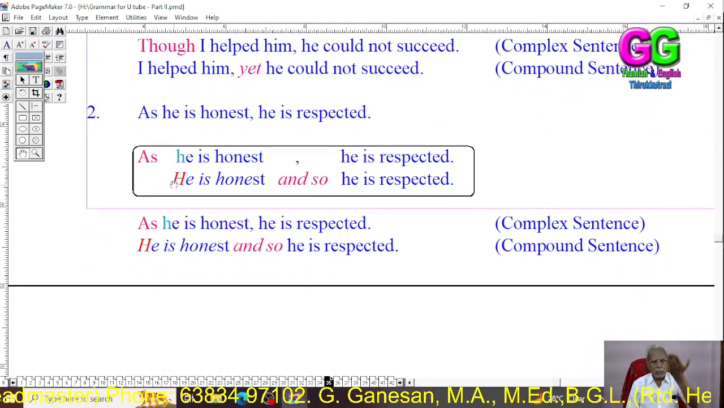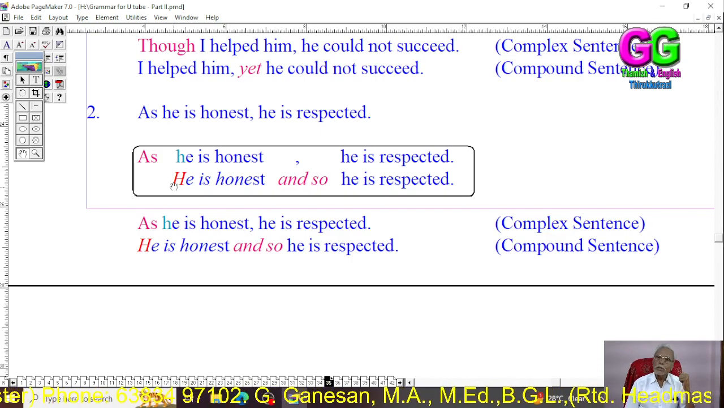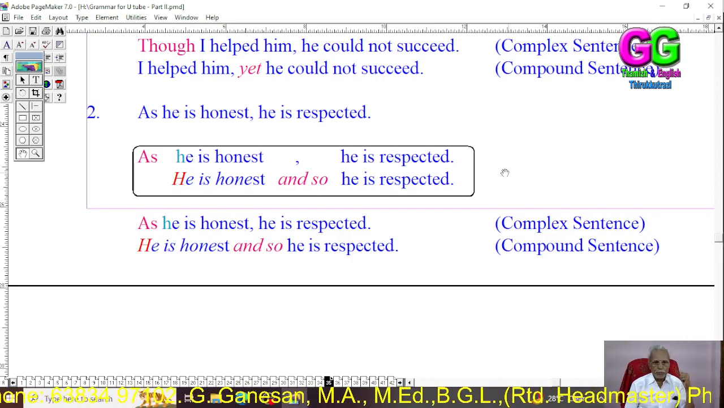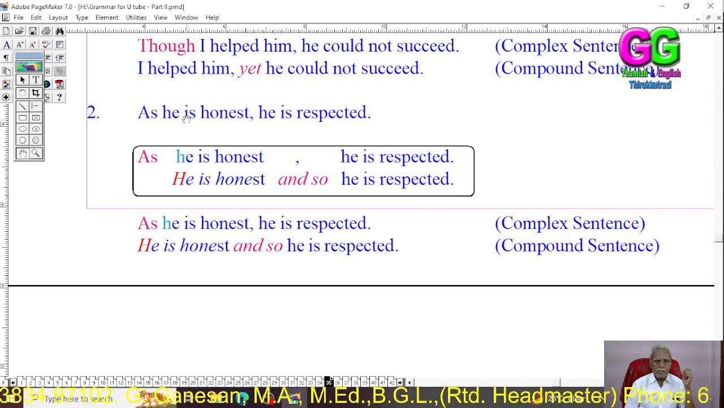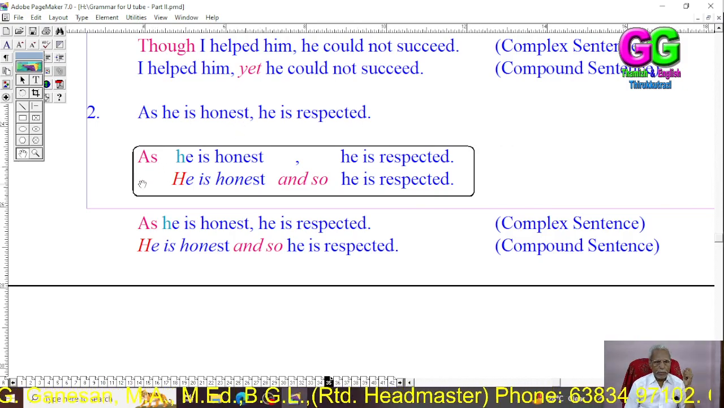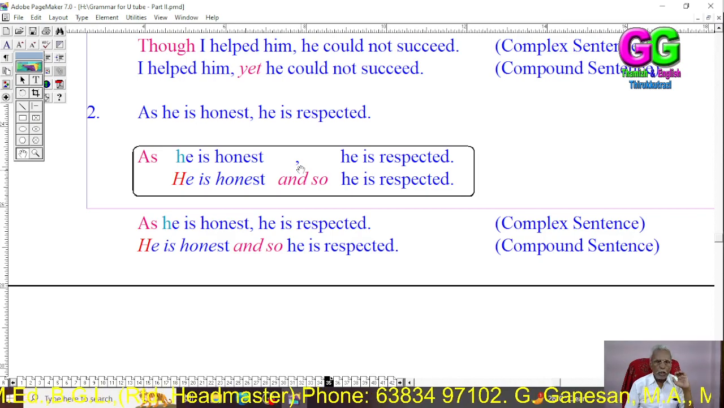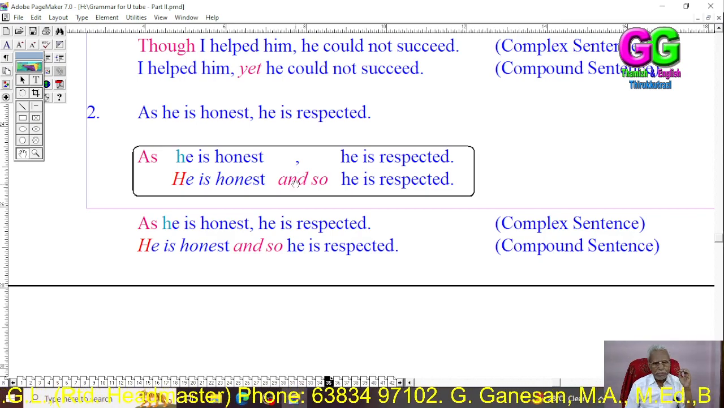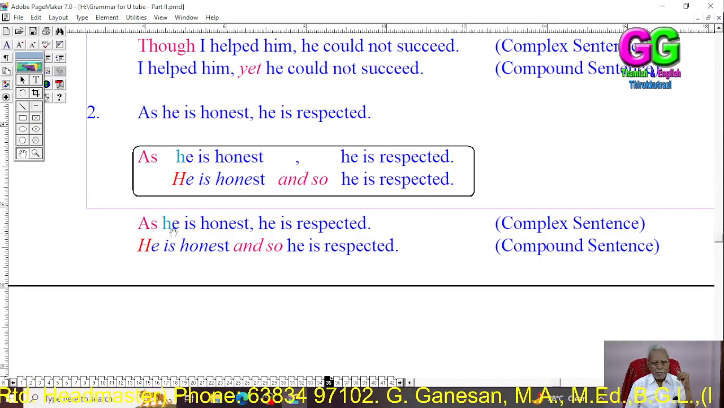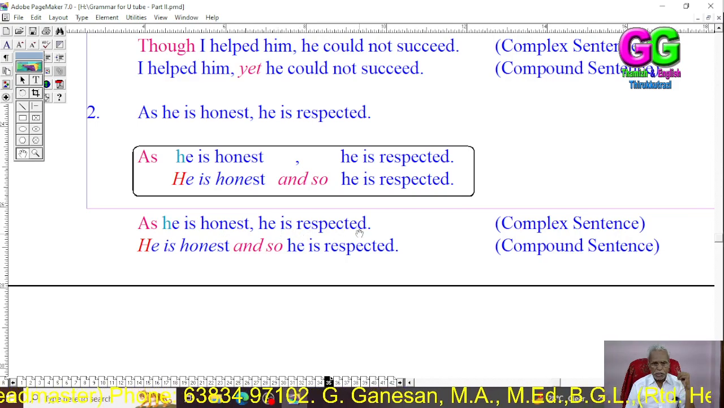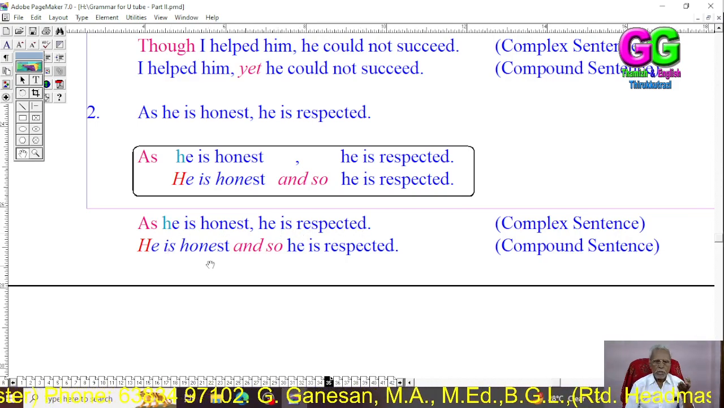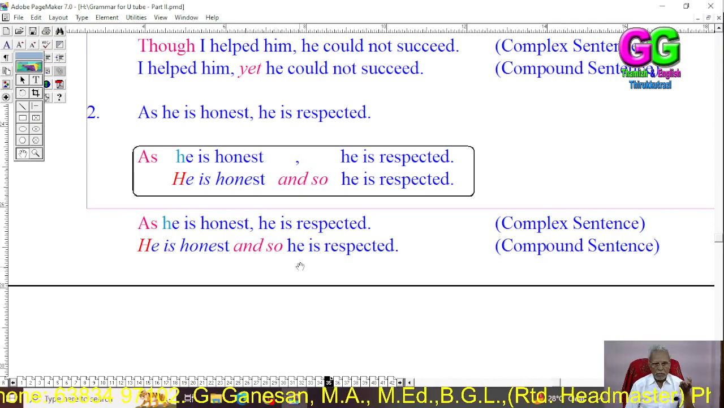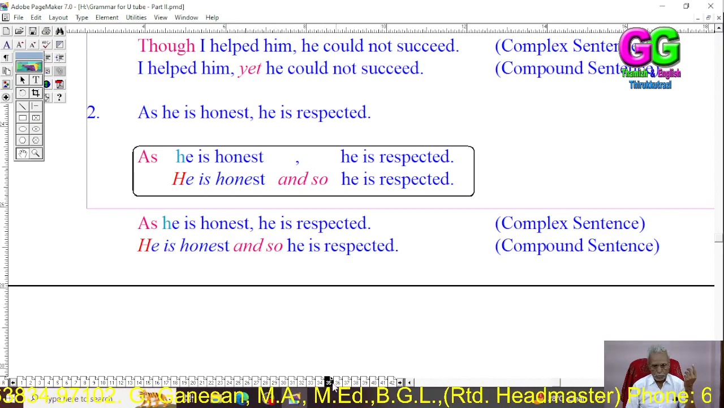Then this example I showed you. In the example, as he is punished, he is respected. Drop as, change the small h into capital H. Drop the comma and place and so. As he is punished, he is respected, complex. He is punished and so he is respected, compound.